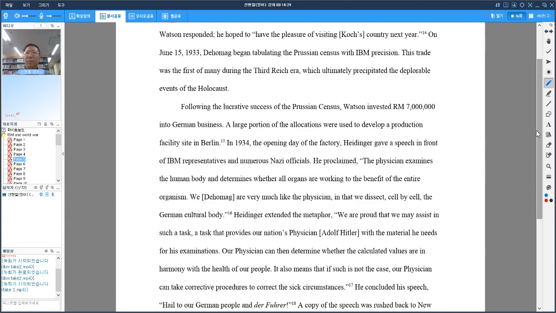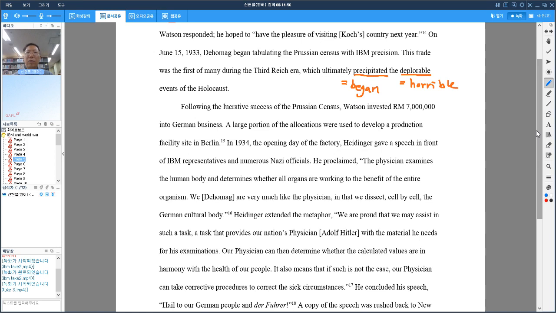So this trade was the first of many during the Third Reich era, which ultimately precipitated the deplorable event of the Holocaust. So this Prussian census was the first census during the Third Reich era, which ultimately precipitated the horrible event of the Holocaust. So the Prussian census was the beginning of the horrible Holocaust.